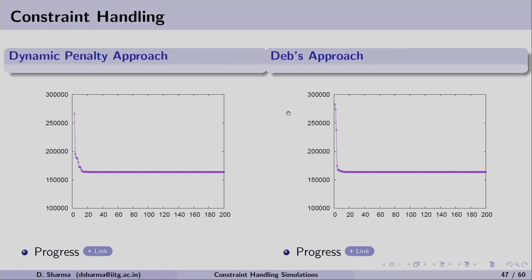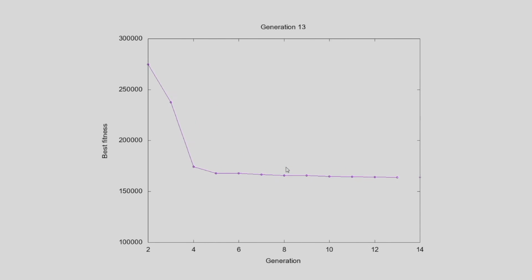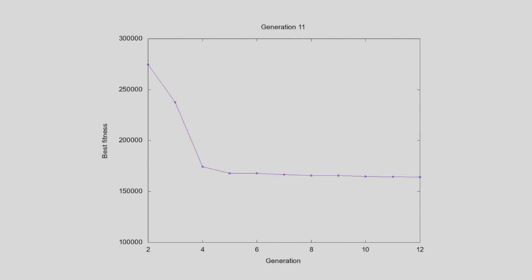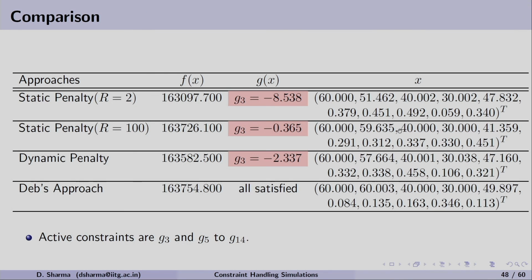Now, we have come to the Deb's approach. In Deb's approach also, within 200 generations, a solution was found. It can be seen here that almost close to the 10th generation, the solution was found by Deb's approach, and the fitness remains constant till 200 generations.